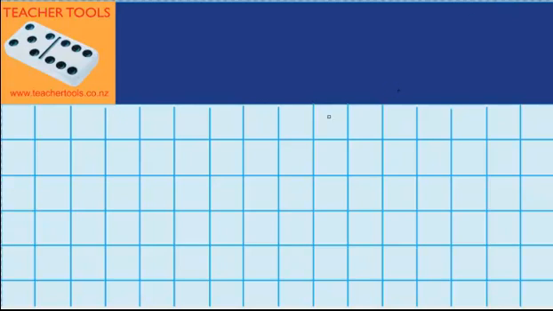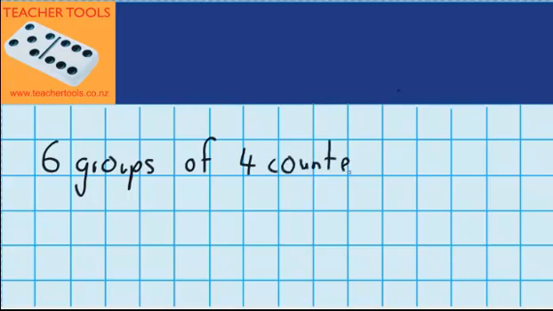Let's start with this question. Let's imagine I've got 6 groups of counters, and inside each of those 6 groups there are 4 counters in each group. We can also write that as 6 times 4, or 6 groups of 4.